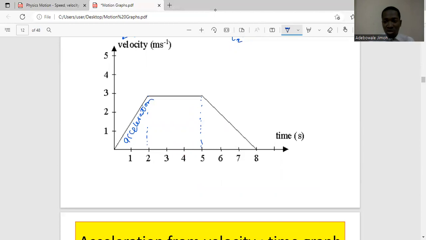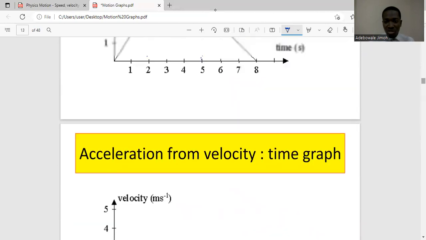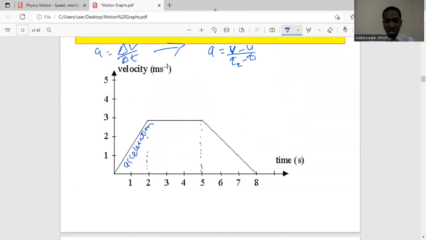What will you do? You use the formula for acceleration. Acceleration is v minus u over change in time, and that's what we've written here. For the first 2 seconds, what's the velocity at 2 seconds? Velocity is 3, so 3 minus u. The velocity in the beginning, at 0 seconds, was 0. So 3 minus 0 divided by T2, which is 2, minus T1, which is 0, the origin. So you have 2 minus 0. That will be 3 divided by 2, which is 1.5 meters per second.